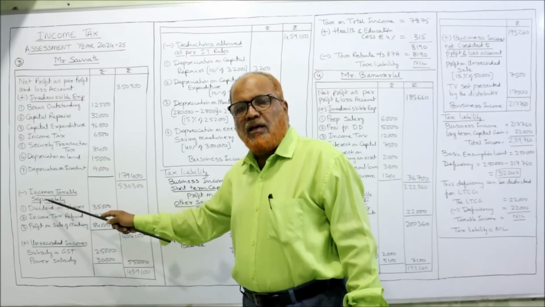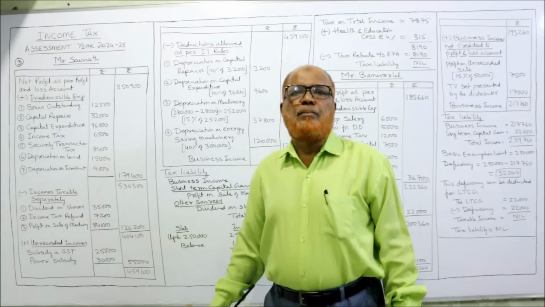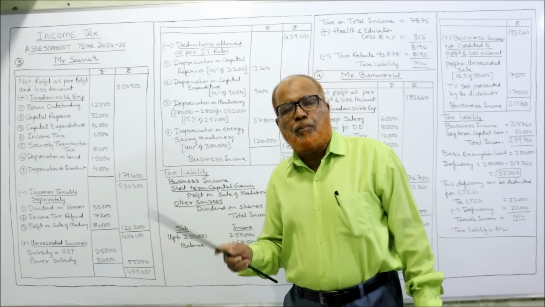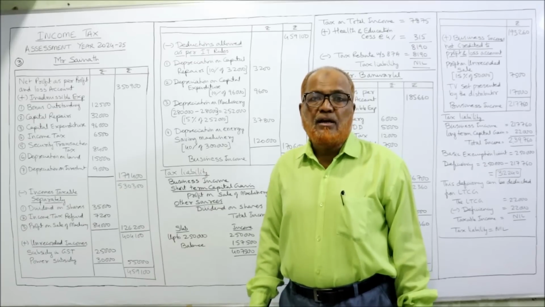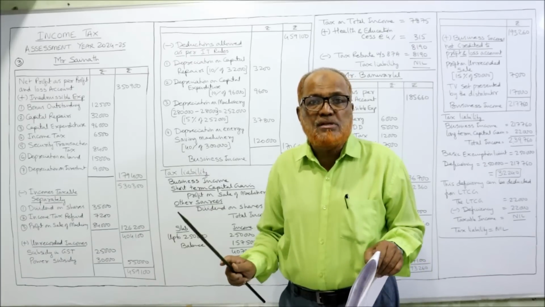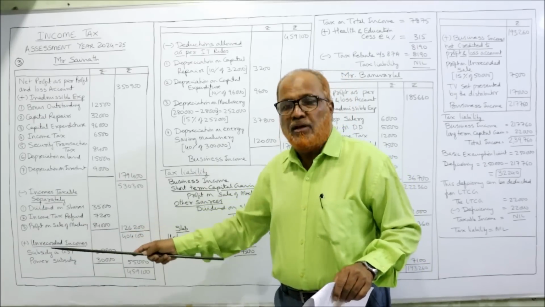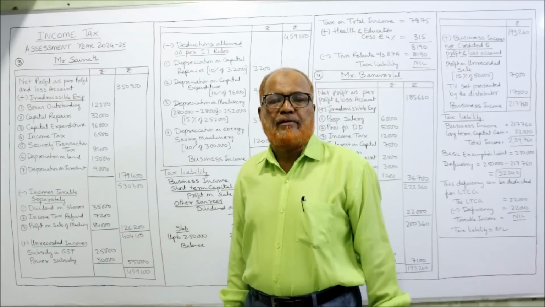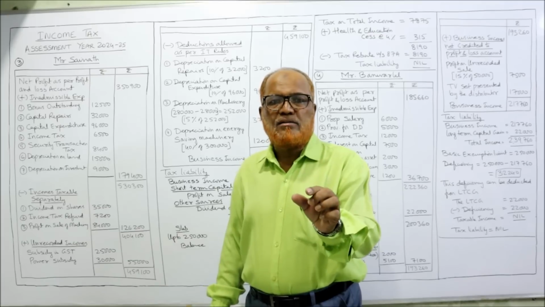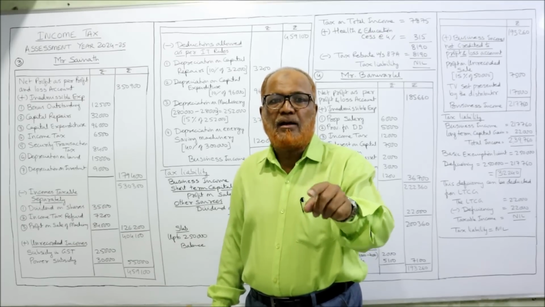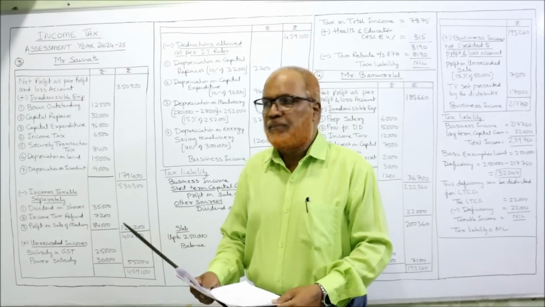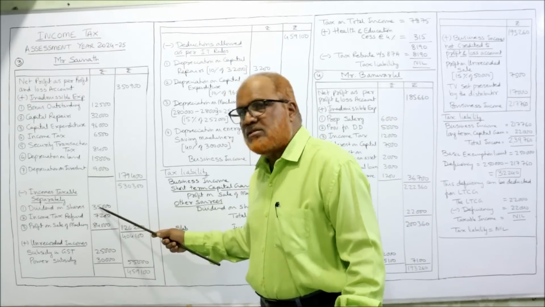Now less: incomes taxable separately. That means any income which is credited to the profit and loss account, but the Income Tax Act says it is not a business income. So we deduct. Now on the credit side you see gross profit, then dividend on shares. So dividend on shares will be taxable under income from other sources. It is not a business income. So deduct dividend on shares.